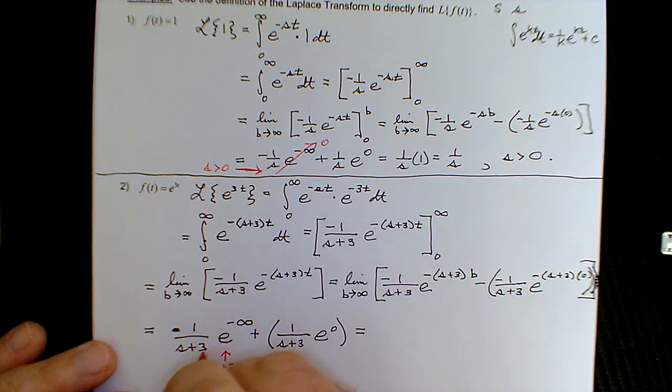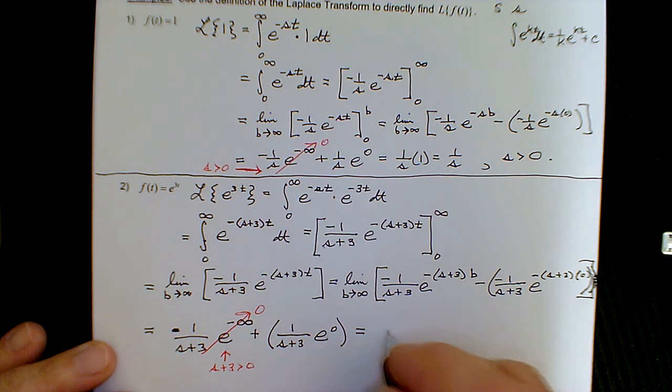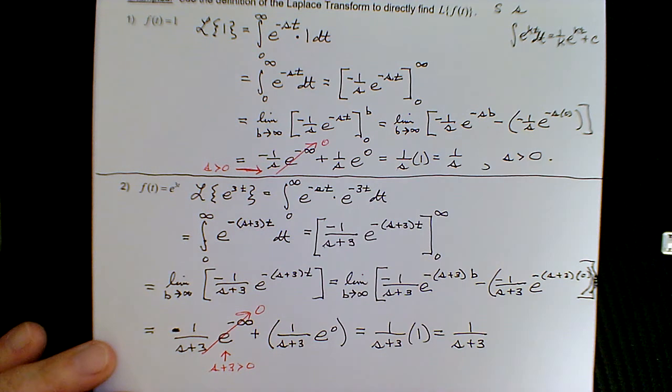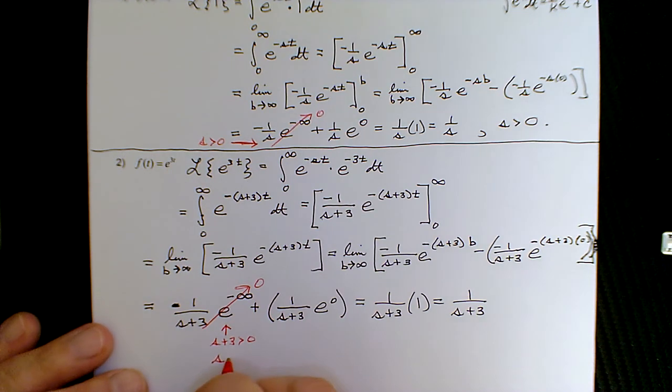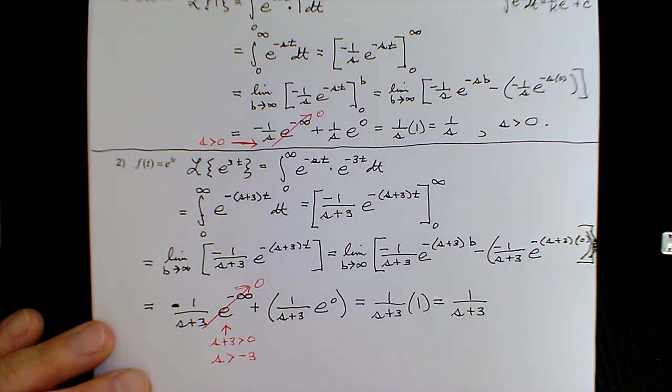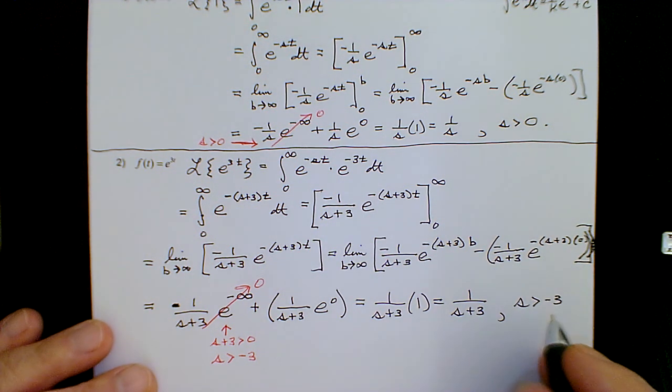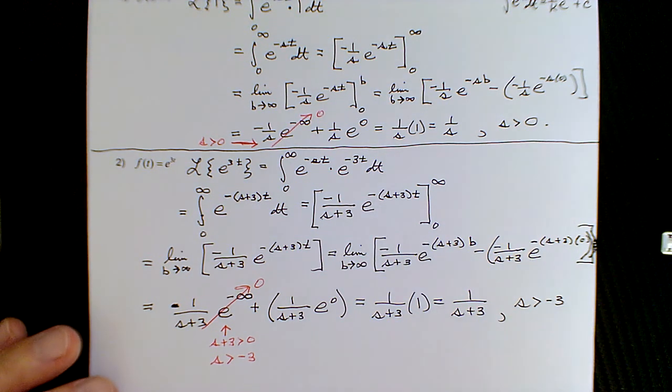And now we can state that this tends towards 0, but again with this provision that s plus 3 is greater than 0, and then we just get the 1 over s plus 3 times e to the 0, which is 1, so 1 over s plus 3, and if s plus 3 is greater than 0, let's do the algebra over here, s must be greater than negative 3. Okay, and that has to be included in your final answer.